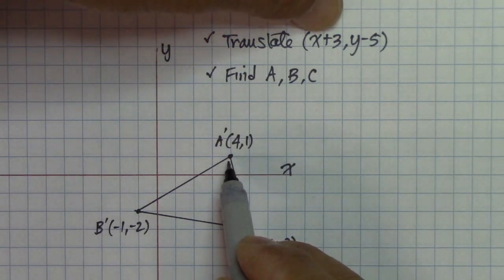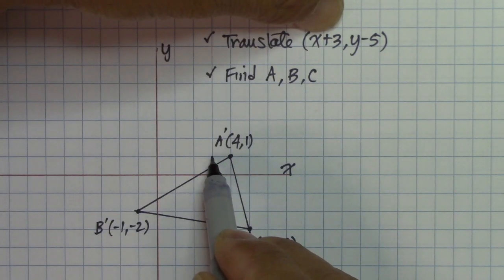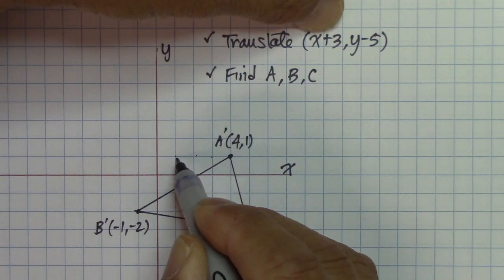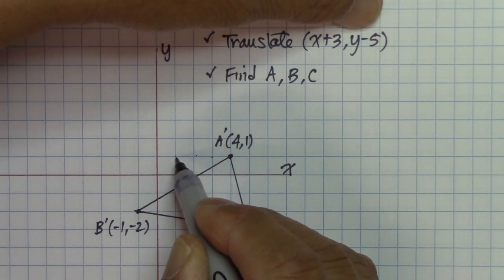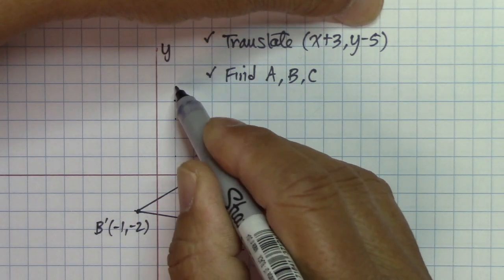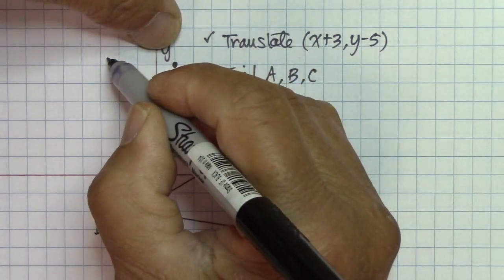So it says plus 3. So from 4, we're going to go 1, 2, 3 to the left. And then we had to come down 5 units, so instead we're going to go up 5 units. 1, 2, 3, 4, 5. And that was the A.